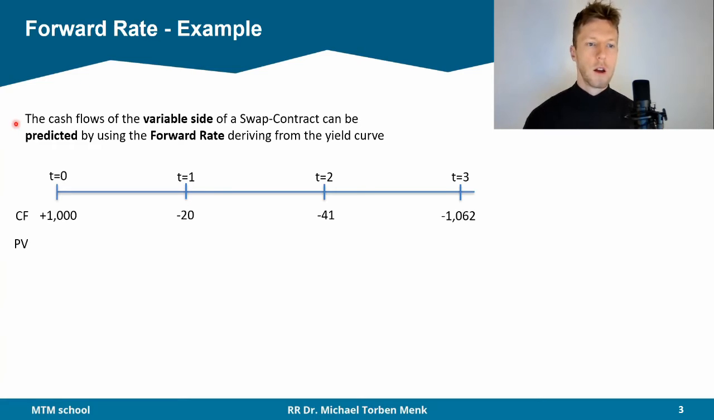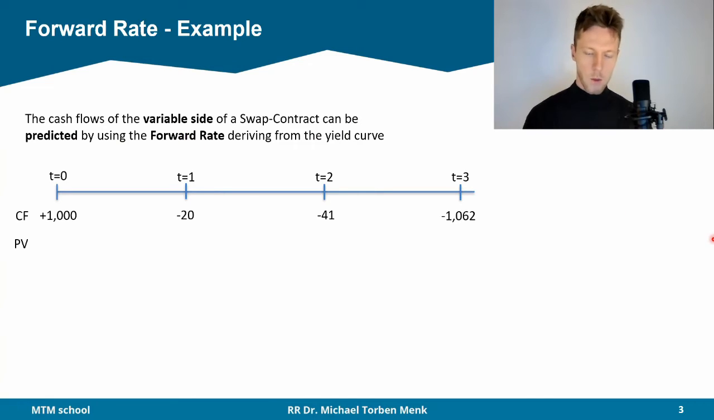So the cash flows of the variable side, and we're just looking at the variable side obviously of the contract, because the fixed side is forecasted as it is written down in the contract, the interest rate that has to be paid or has to be received, respectively. So the cash flows of the variable side of a swap contract can be predicted by using the forward rate deriving from the yield curve.